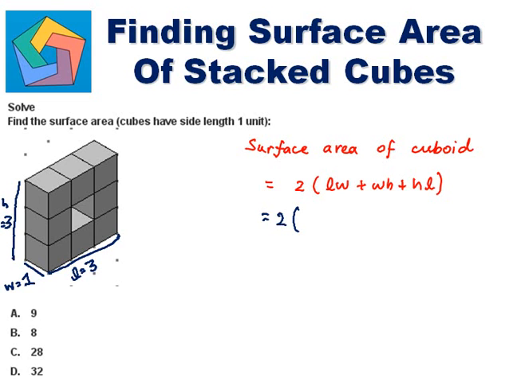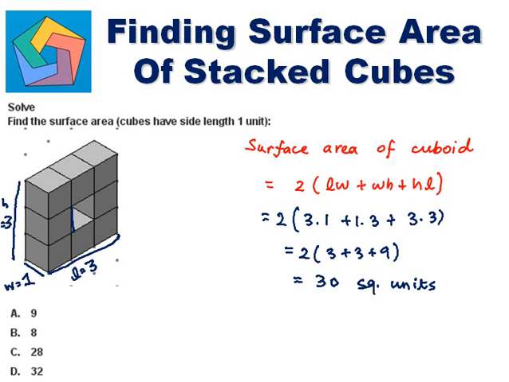2 times (3 times 1 plus 1 times 3 plus 3 times 3). 2 times (3 plus 3 plus 9). 9 plus 3 is 12, plus 3 is 15. So 15 times 2 is 30. So it's 30 square units.